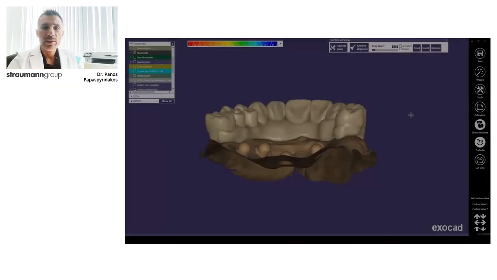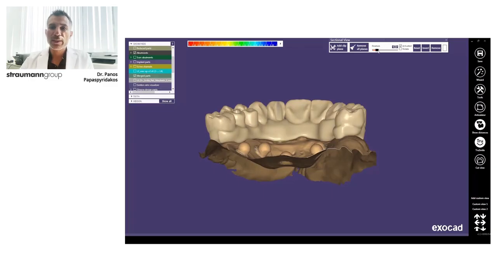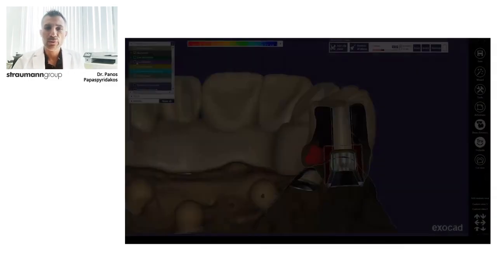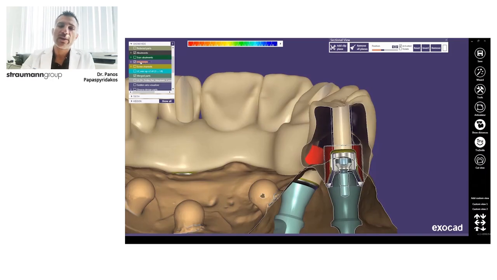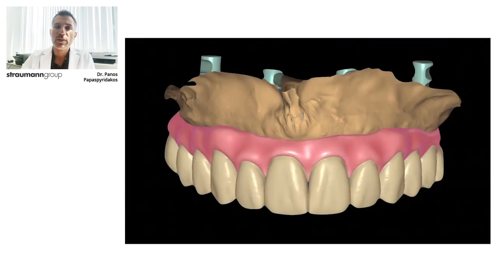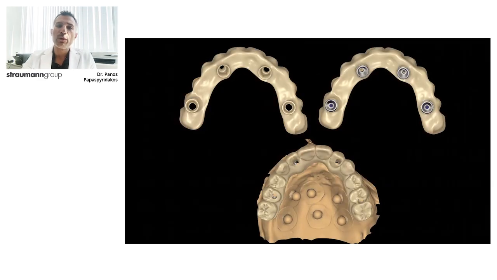Here you can see the prototype designed, copied from the existing prosthesis with some minor modification, and you can see some space in order to receive the SRA Variobase abutments. So this is how our digitally designed prototype looks, with space for pink in order to compensate for the missing hard and soft tissue.